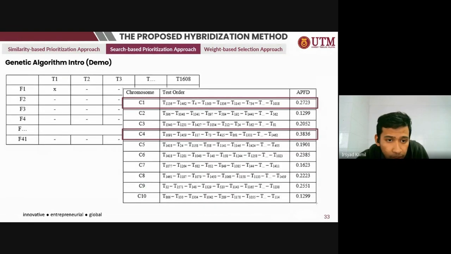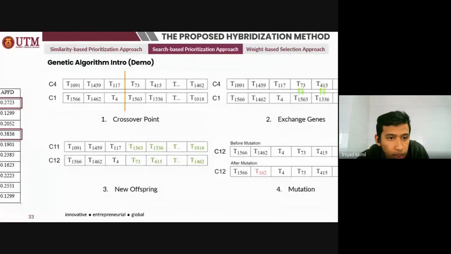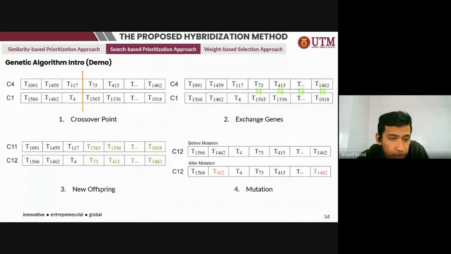So this is the test, this is the demonstration. Here we can see that C4 and C1 have the highest and second highest. So I quickly take them and move to the next. Over here, I simply set a crossover point. From there, I can exchange genes between each other and set a new offspring, and this new offspring will combine with the next population.